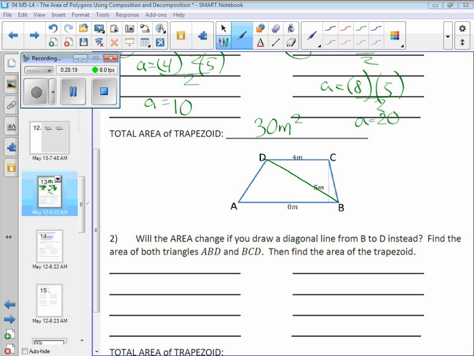What about triangle number 2? What's the base? 8. What's the height? What's the area? 20. 20 plus 10? It works. So now you know you can divide that shape with your diagonal either way and it'll work. Good with it? Yes. All right, so let me tell you what you can do.